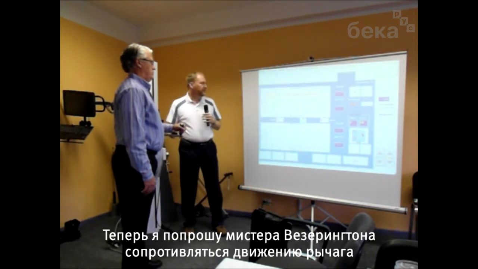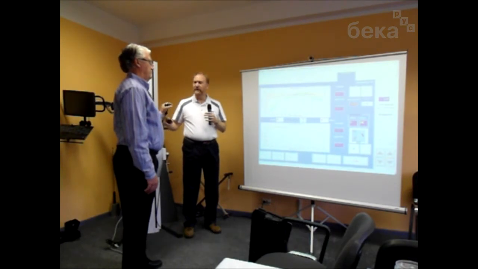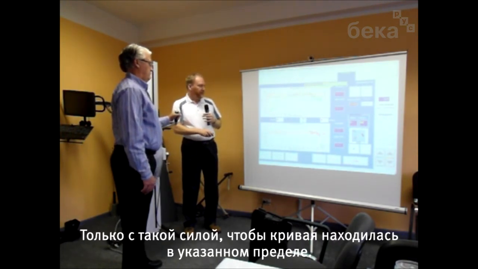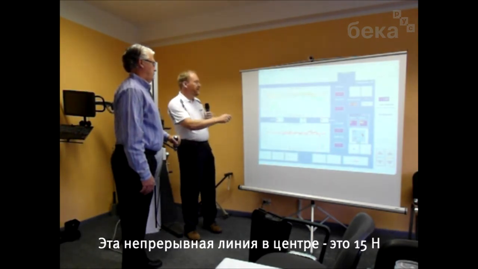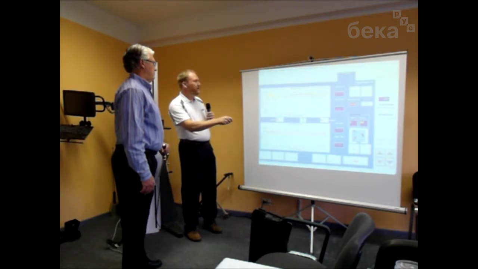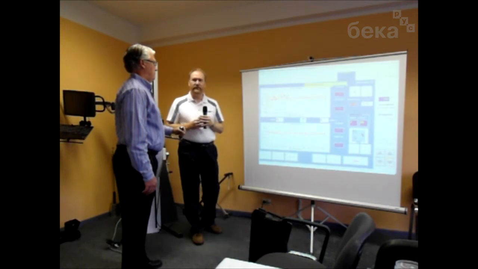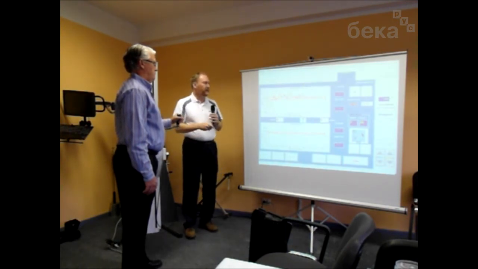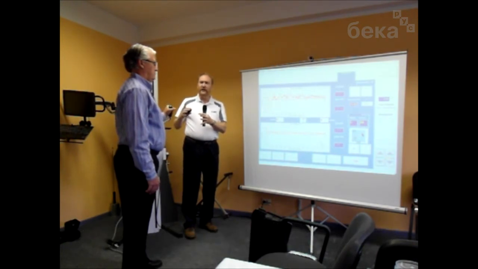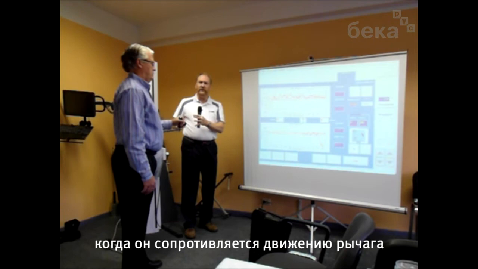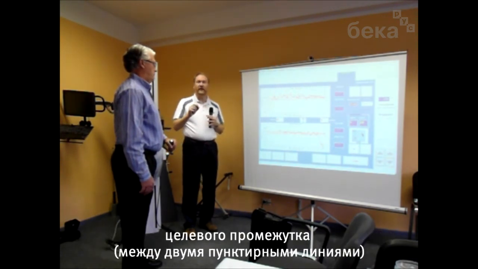So now I'm going to ask Mr. Weatherington to resist the motion of the tool and then pull up, but with just enough force so that the line being drawn is inside that target window. This solid line in the center is 15 newtons, and the dotted lines above and below represent plus or minus 10% of the target. So the objective of the patient is to try to control their force output as they're pushing against the movement of the tool, or resisting the movement of the tool, to try to keep their force output curve inside that target window.